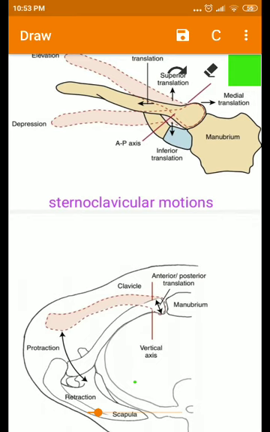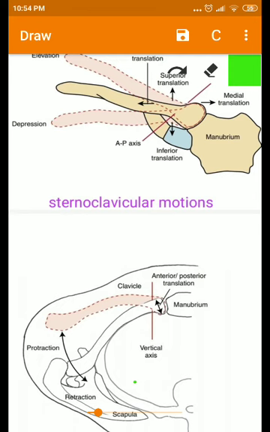Okay, so when you see with the scapula, the elevation of the scapula that is associated with clavicular elevation is not a pure motion. Okay, but it is associated with concomitant upward rotation of the scapula.